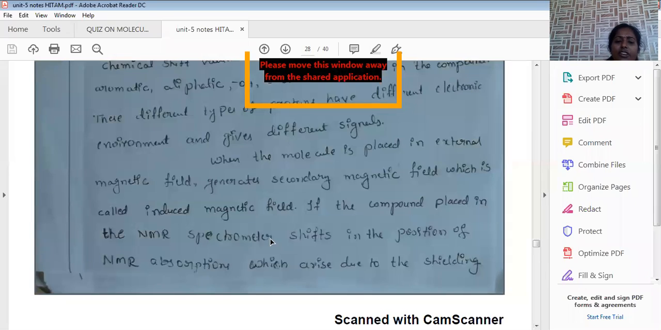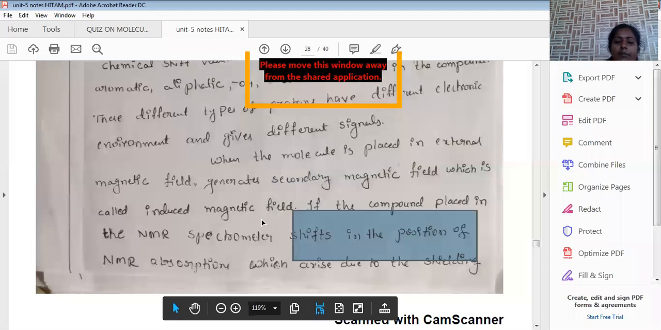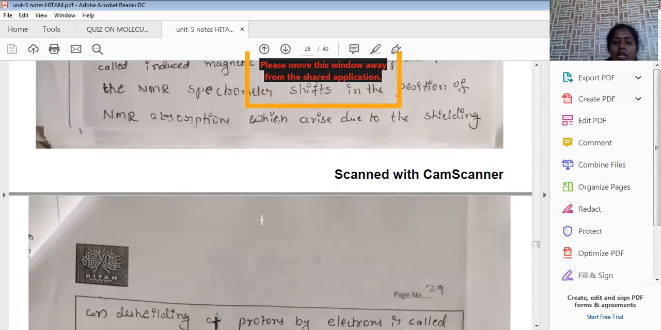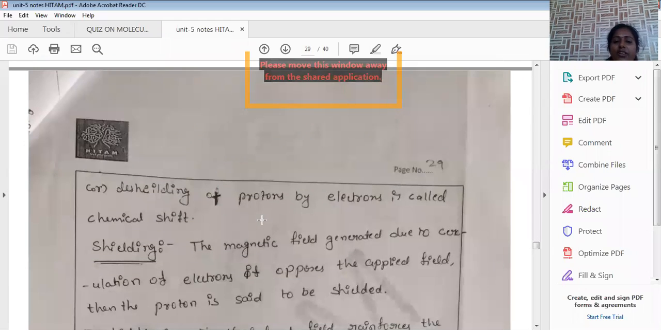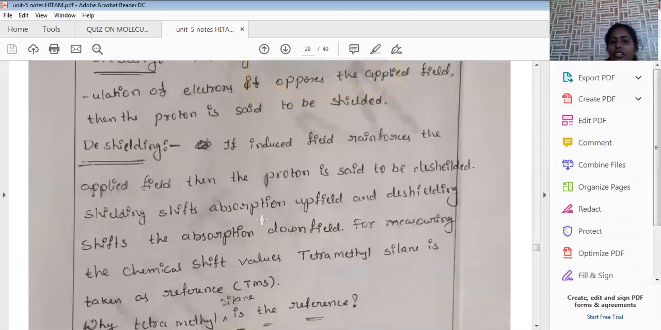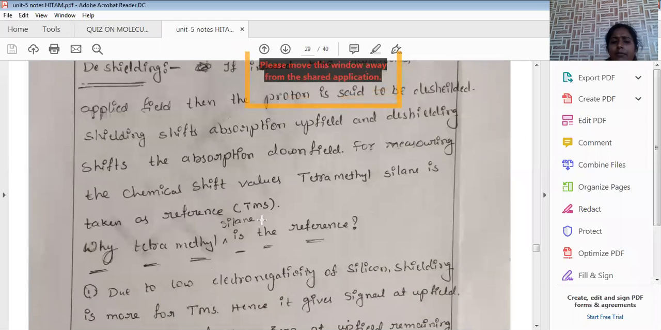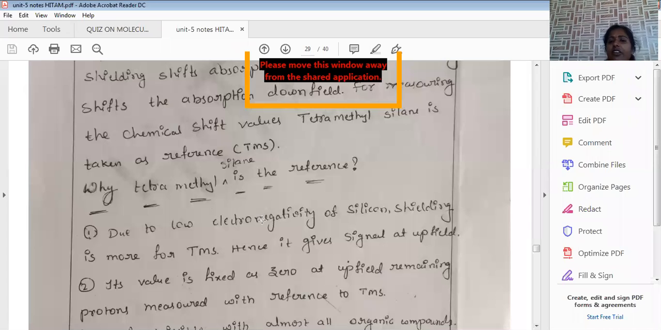This induced magnetic field can shift the position of signals in this NMR absorption spectroscopy because of shielding and deshielding. Shielding is due to the opposing effect, deshielding is due to the reinforcing effect. Shielding always shifts the values towards upfield, deshielding always shifts the values towards downfield. In this NMR spectroscopy, always one sample compound and a second reference compound are taken. That reference compound is always TMS.